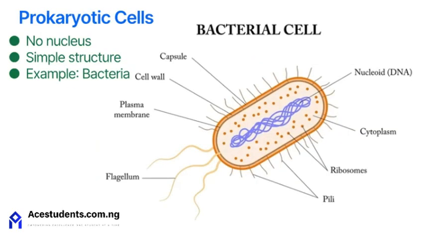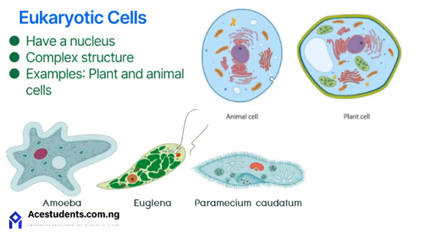Prokaryotic cells are simple. They do not have a nucleus. Their genetic material floats freely in the cytoplasm. Bacteria are good examples. Eukaryotic cells are more advanced. They have a defined nucleus that holds their genetic material. Plants, animals, fungi, and protists all have eukaryotic cells.